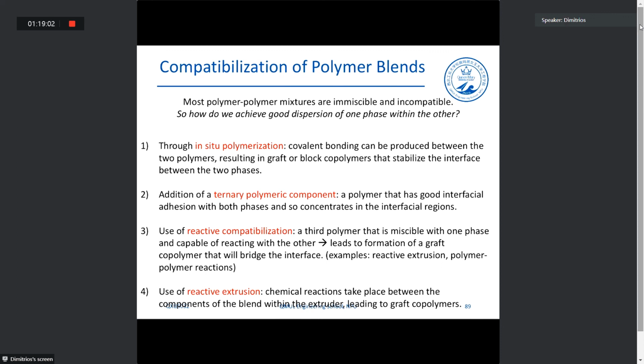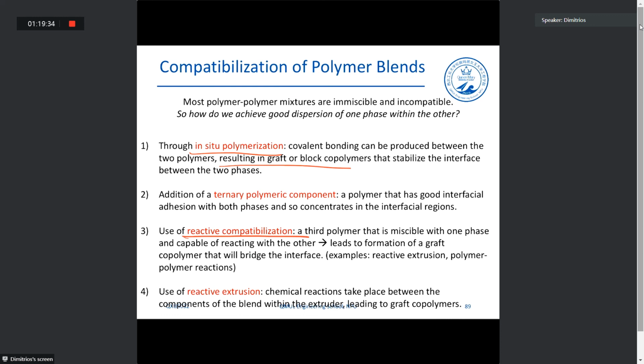Now there is a number of methods that we can use in order to compatibilize polymer blends. The majority of them have to do with the creation of graft or block copolymers, which target stabilization of the interface between the two polymers. Okay, so what we do is either in situ polymerization, which, as I told you, leads to the formation of a graft or block copolymer.